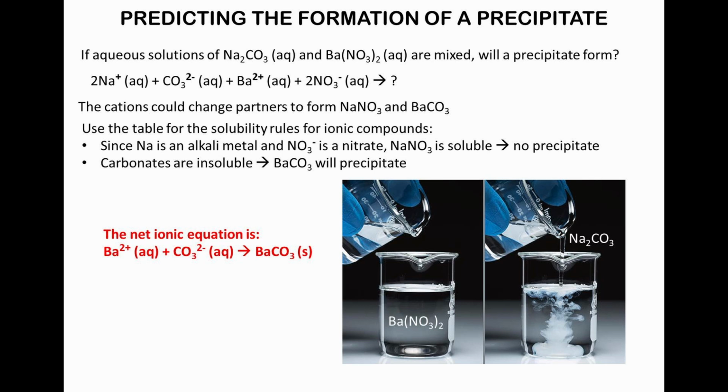Let's do an example. When aqueous solutions of sodium carbonate and barium nitrate are mixed, will a precipitate form? Examine the reactant ions. The cations could change partners, and the two new compounds that would form are sodium nitrate and barium carbonate. Use the table for the solubility rules for ionic compounds. Since sodium is an alkali metal, sodium nitrate is soluble in water, so that will not be the precipitate. From the table we notice that carbonates are insoluble, so barium carbonate will precipitate. Knowing this, we can write the net ionic equation.